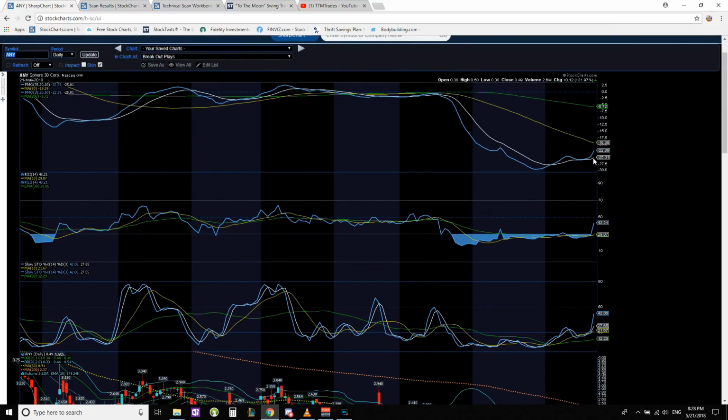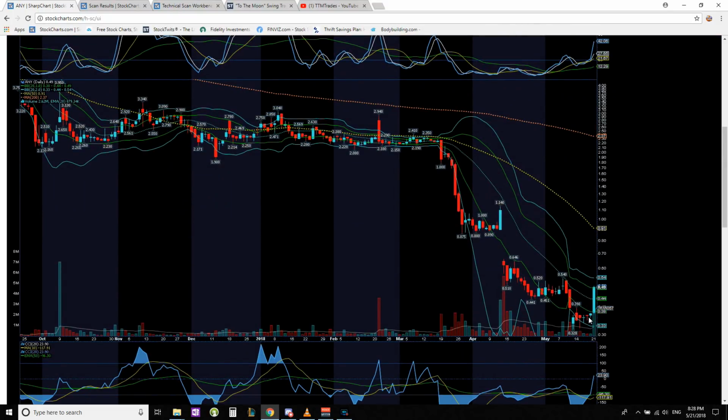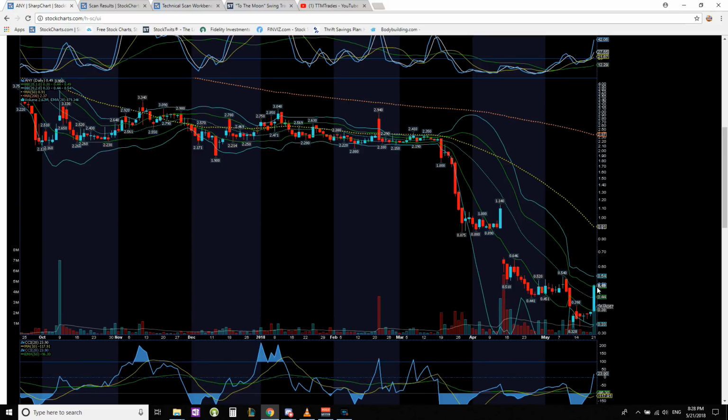The PMO got a nice bounce off its signal line, and it's beginning to push up, which means the overall momentum is shifting into the bulls' favor. And then your RSI, nice spike up along with the slow stoch. Even on your slow stoch, with this bullish momentum in the PMO, you got the buy signal back here when it crossed over. So even if you'd have bought back in this area, you could have got this nice spike up.